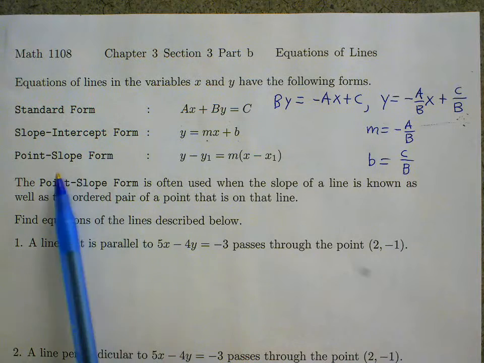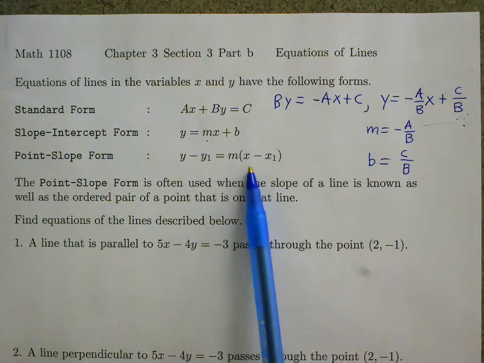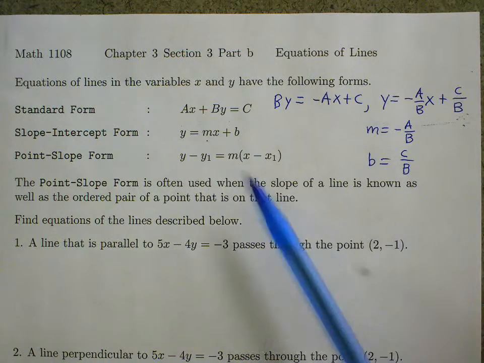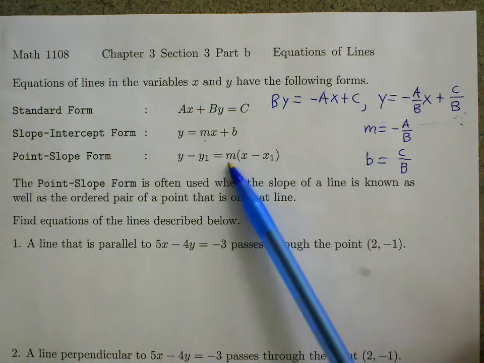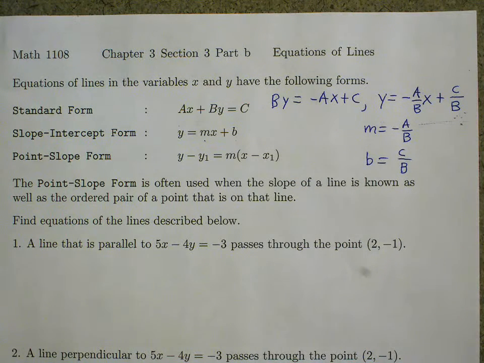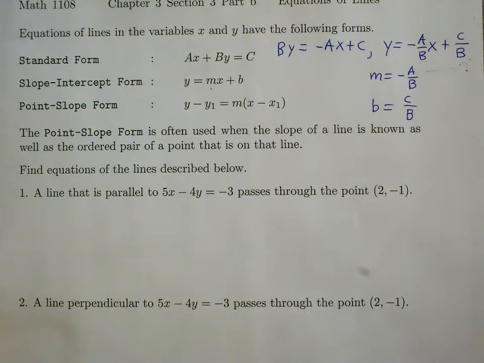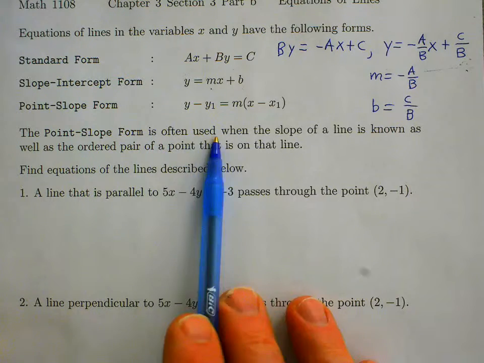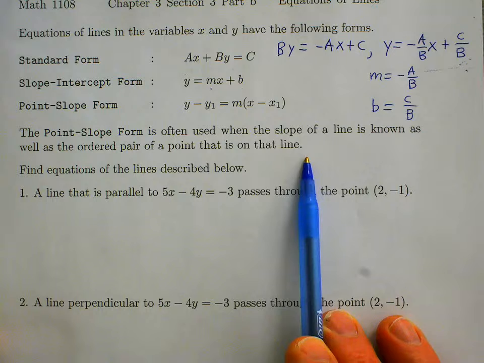Okay, the point slope form, y minus y1 equals m times the quantity x minus x1. This is a nice form to apply if you know the slope and if you know a point on the line. The x1, y1 represents a point on the line. Okay, so just like we talked about yesterday, the point slope form is often used when the slope of a line is known, as well as the ordered pair of a point that is on that line.